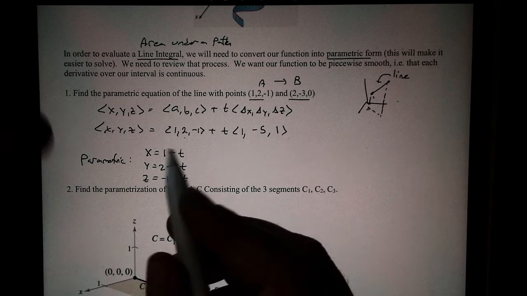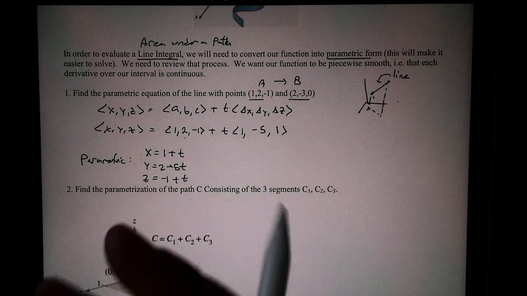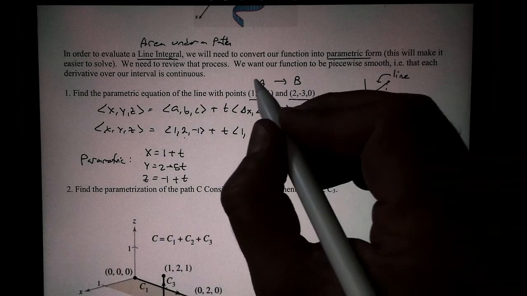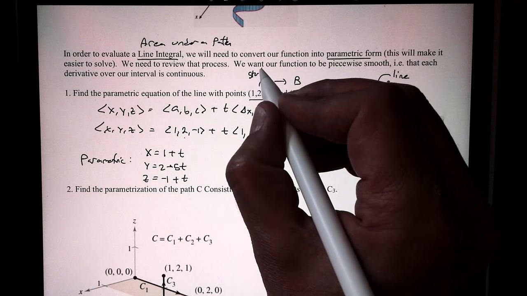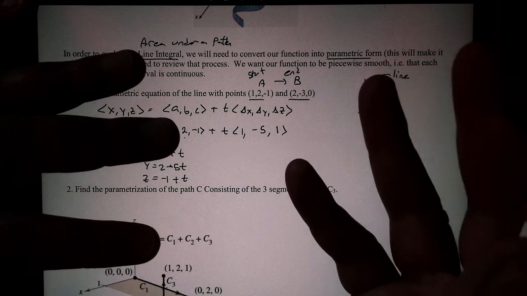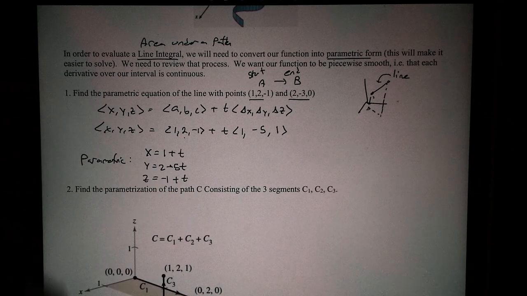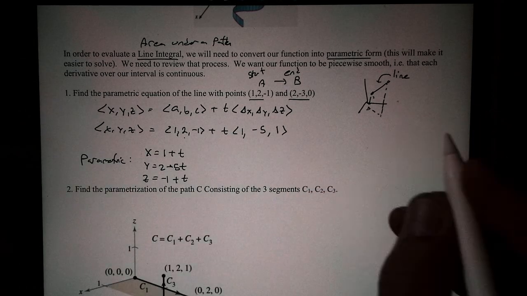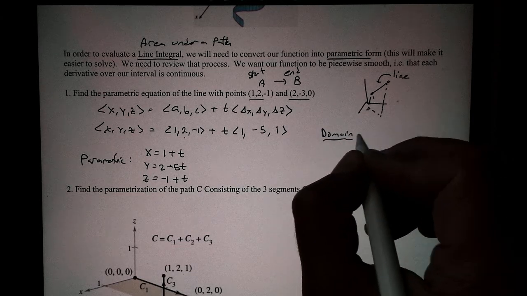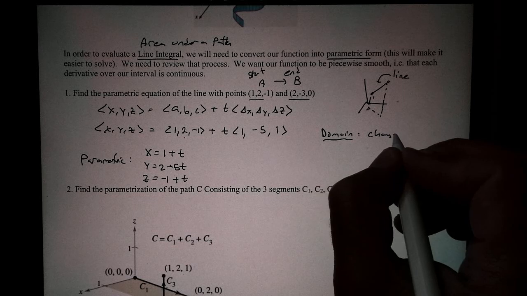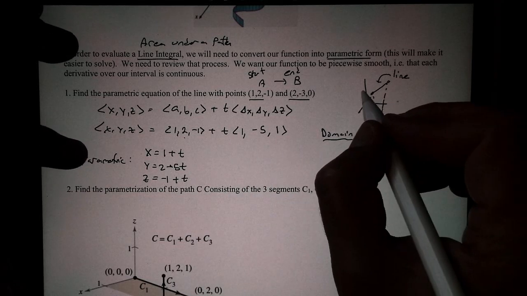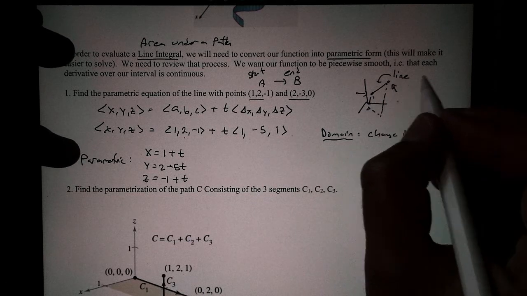Now remember, these would go on forever unless we have a restriction. And we do have a restriction, because remember, we're starting at point A and we want to end at point B. So we're obviously going to have a domain restriction. And since we're in parametrics, our domain restriction will be in terms of t. So to find the domain, we're looking for the change in the t values from when I start here to when I end here.